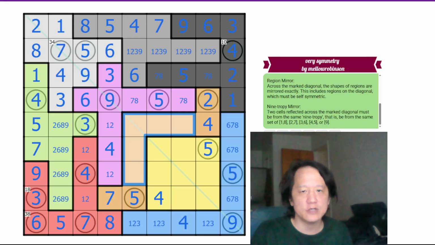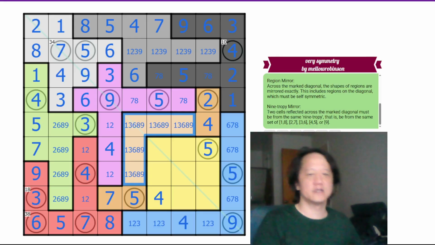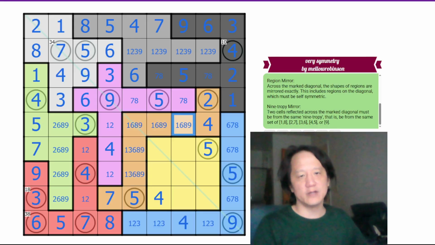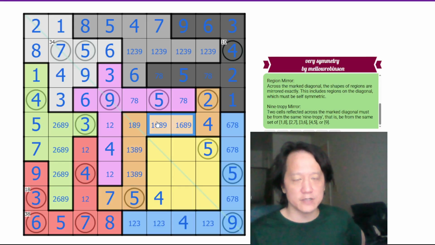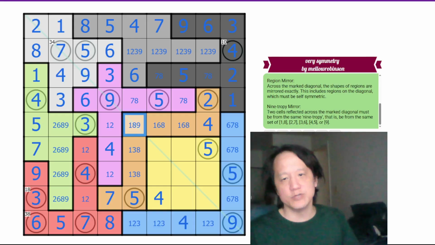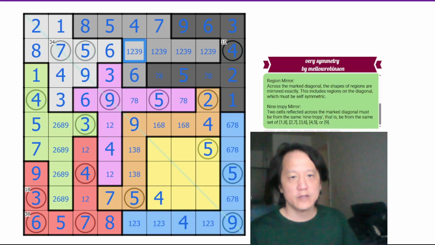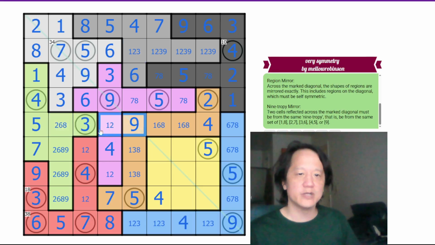Remaining digits of the orange region, we have 1, 3, 6, 8, 9. 3 can't be any of these. 6 can't be any of these. We can't have double 9s here. So 9 cannot be with its counter there. So where's 9 in the orange region? It must be there. That eliminates 9 there, which means this can't be 9 either.